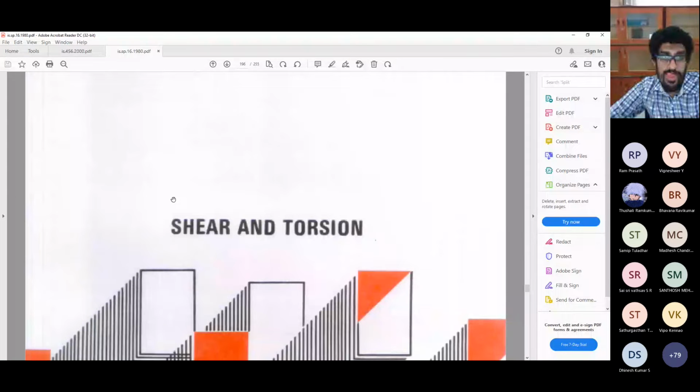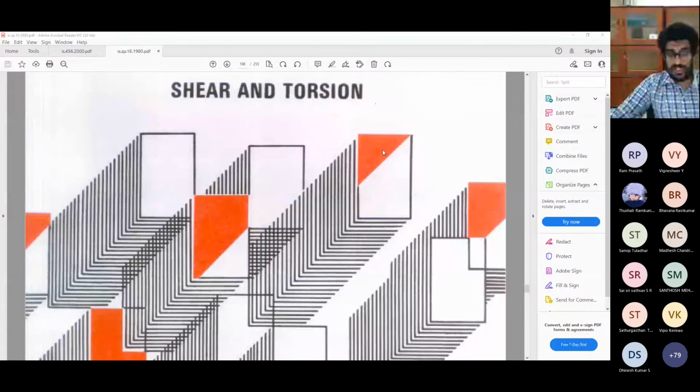So those Table 19 values I showed you, those values are all based on this formula. I think I showed this to you in the PPT. Anyway, it's present over here. Now the formulas are also present.